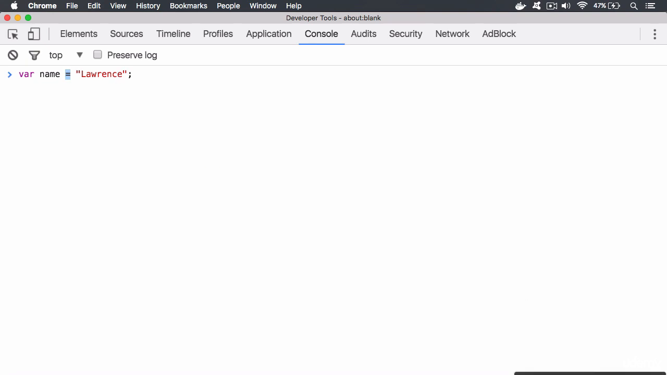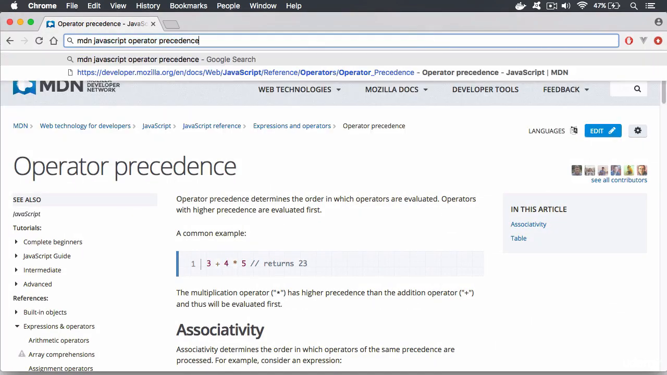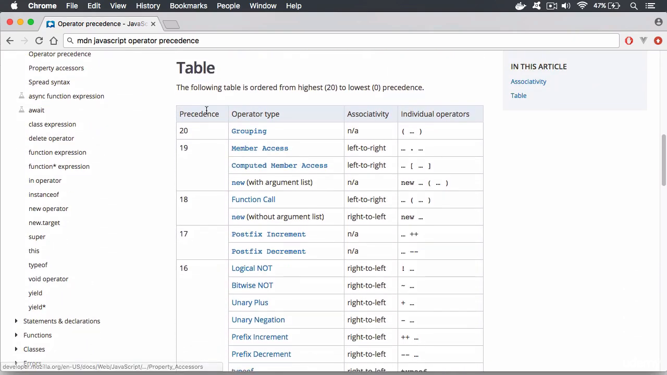And you can have many operators in one statement. So what we need to do is understand there is an order of precedence to which your operators are executed, to which these functions are executed, which are the more important operators. So there's one type of operator, but if you actually search in Google MDN JavaScript operator precedence, this page will be the first link, and you can scroll down and you can see a table of all of the operators that you can use inside of JavaScript.